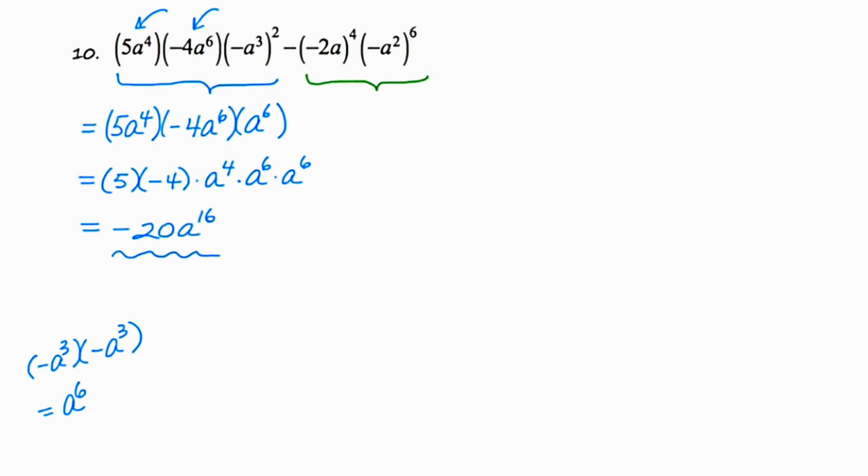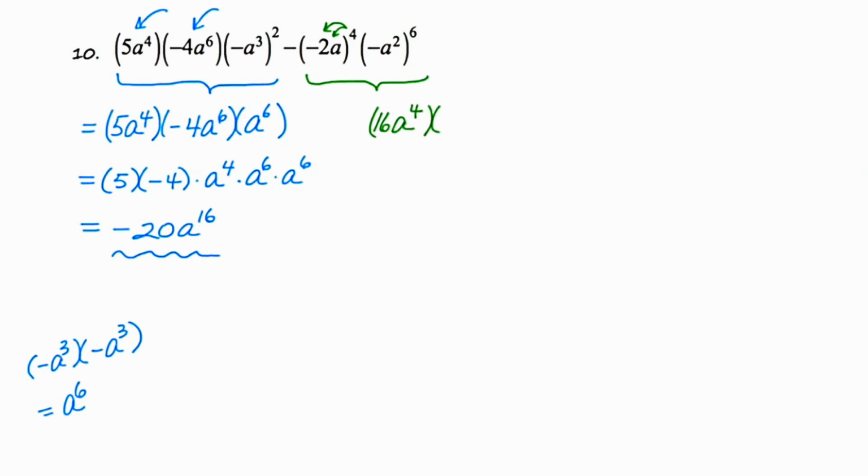Now, moving to our green problem, we have negative 2a to the 4th. And in this little chunk here, this power of 4 is going to affect both the negative 2 and the a. So I'm going to think about it like this. Negative 2 to the 4th would be negative 2 times negative 2 times negative 2 times negative 2, or 16. And then a to the power of 1, then to the power of 4 is really a to the 4th. So that first chunk becomes 16a to the 4th.